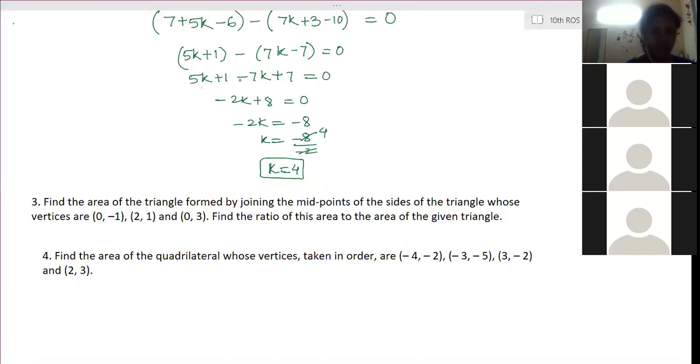Mithun, you got the earlier answer, right? K value. I think I made some calculation mistake. I'm solving the third one, ma'am. After the class, I'll look into it, ma'am. Again, I should do it.